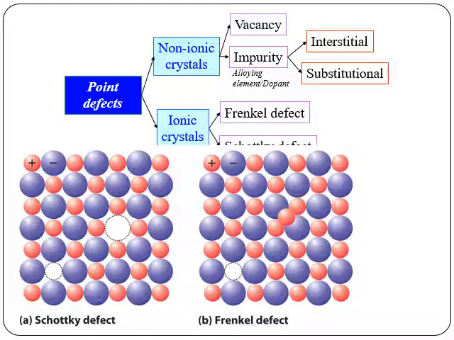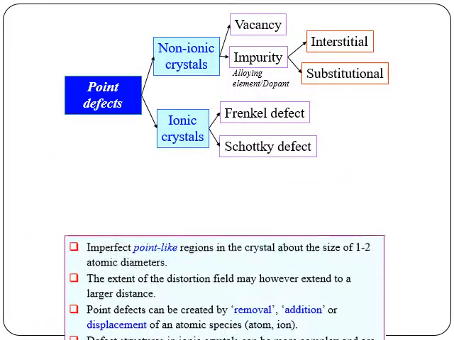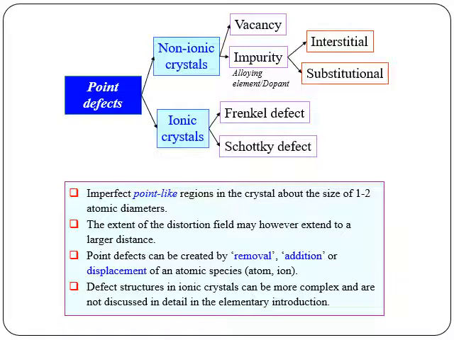The main intention of these defects is to maintain charge neutrality. If an ion is missing from its place, it should be found within the ionic crystal. In the Schottky, a pair of ions will be missing; it may be found, or it may not be found within the crystal. So that is what we have said here.